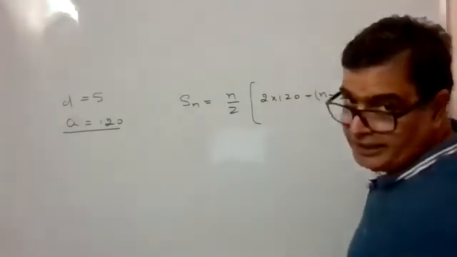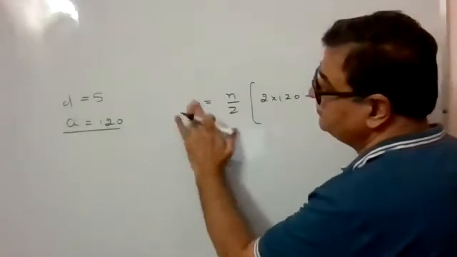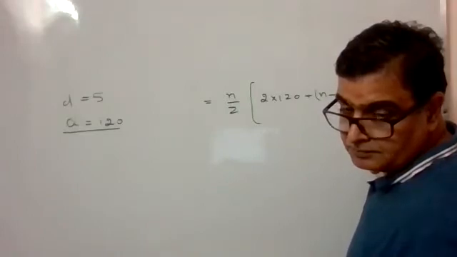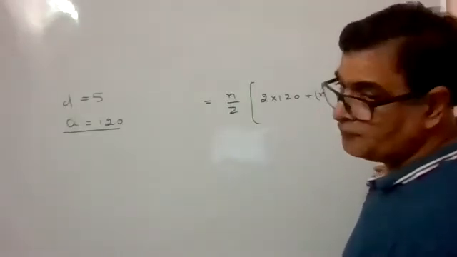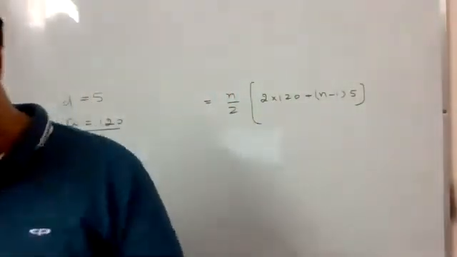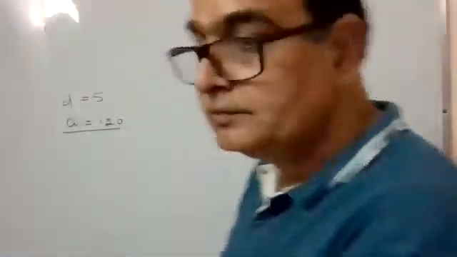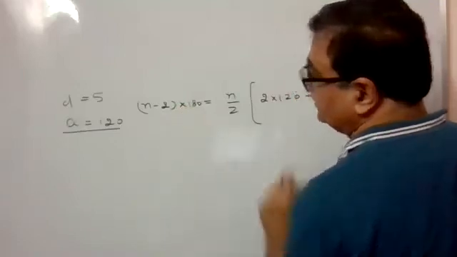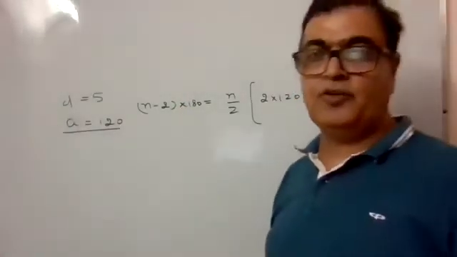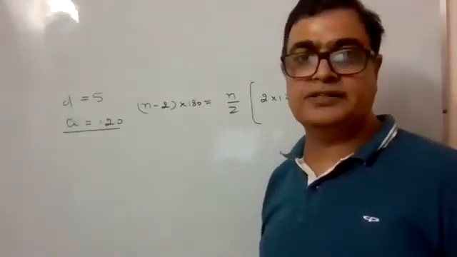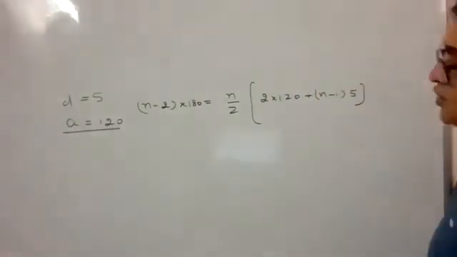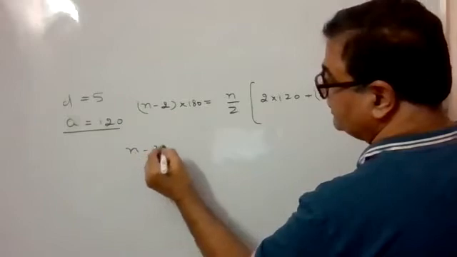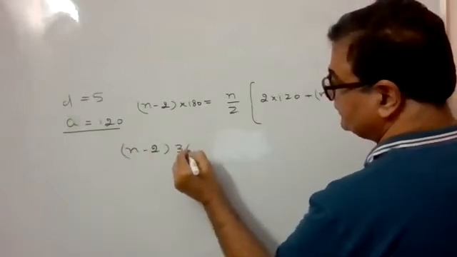And then the sum of interior angles of a polygon. What formula do we have? What is the value of the sum of interior angles of a polygon? The sum of interior angles of a polygon is n minus 2 into 180. You should remember this. So I'll put this value here. Then this 2 will go this side. I got n minus 2 into 360.